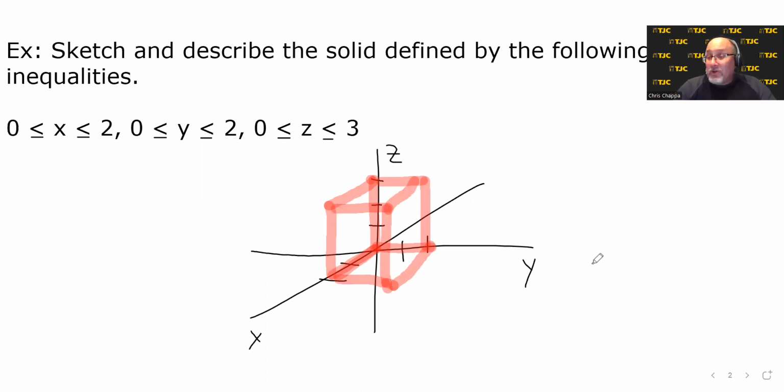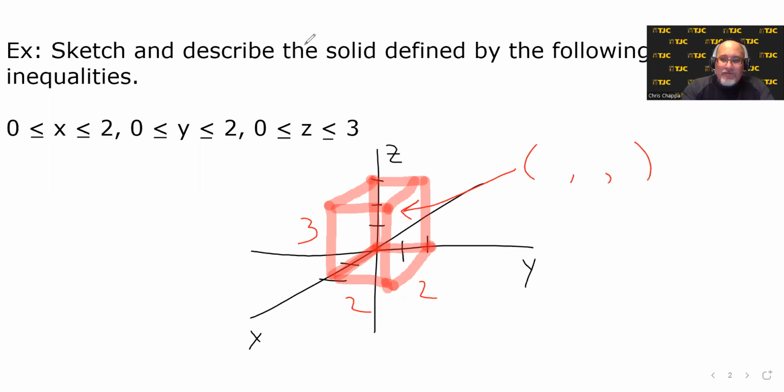So that's what it would look like, and there's a lot of ways to describe it. It's a rectangular prism of dimensions 2 by 2 by 3. 2 in this direction, 2 in this direction, 3 in that direction, so its volume is 12. It's in the first octant, and one of its vertices is at the origin. Where's the other vertex? In other words, where's this?